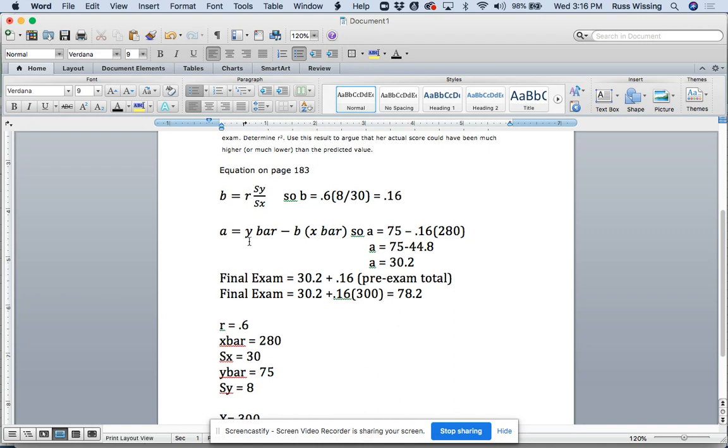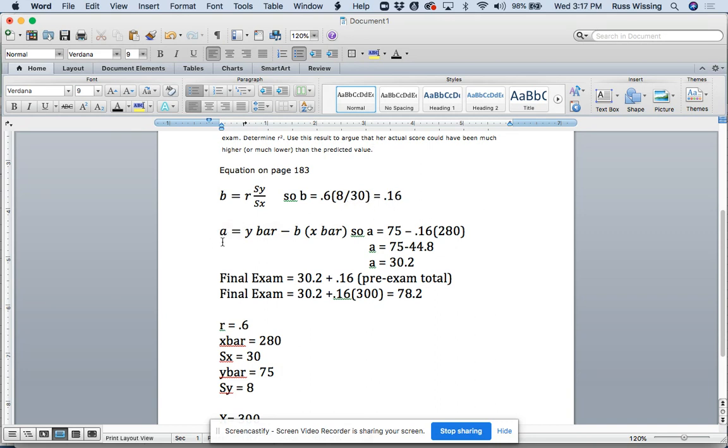So I'm just going to plug stuff into this equation. My slope is going to be 0.6, which is the correlation, times the standard deviation of y, which they told us in the problem was 8, divided by the standard deviation of x, which is 30. So 0.6 times 8 divided by 30 is 0.16.